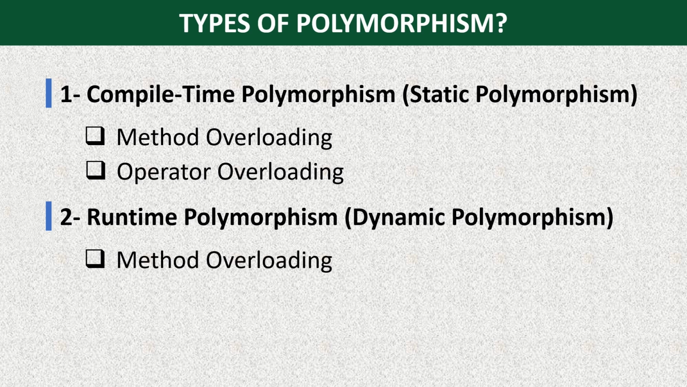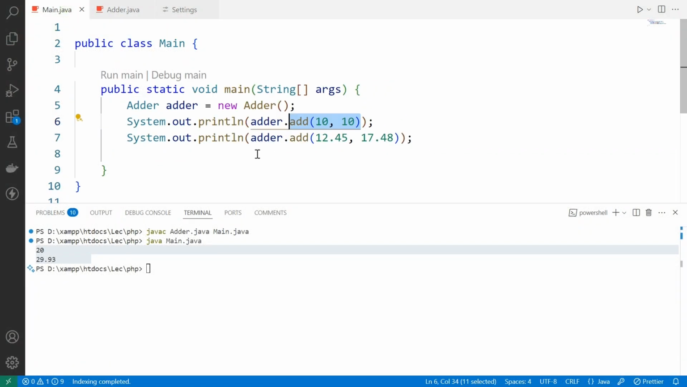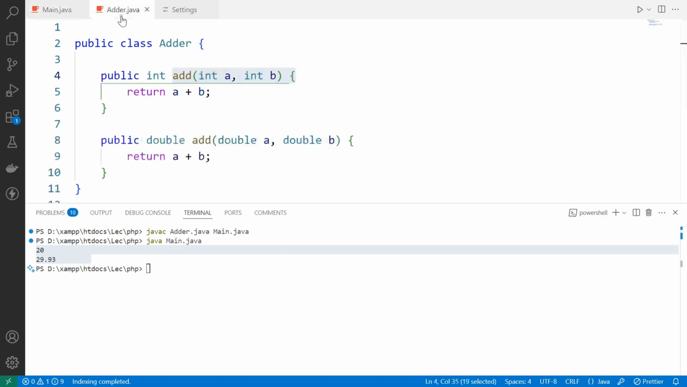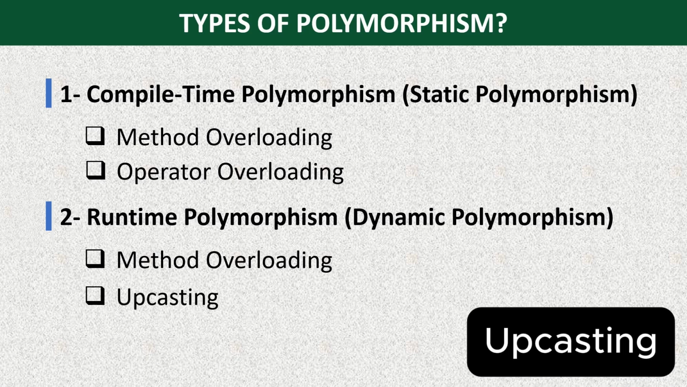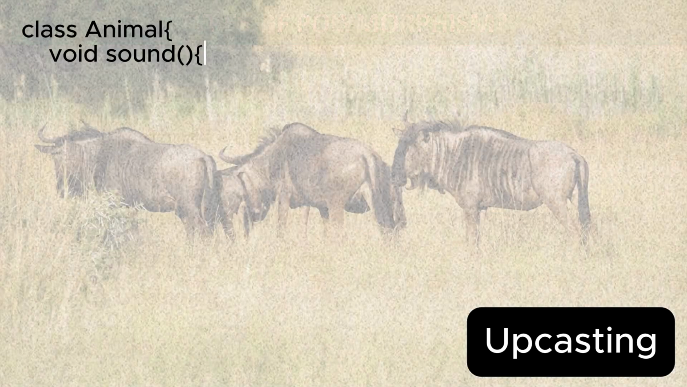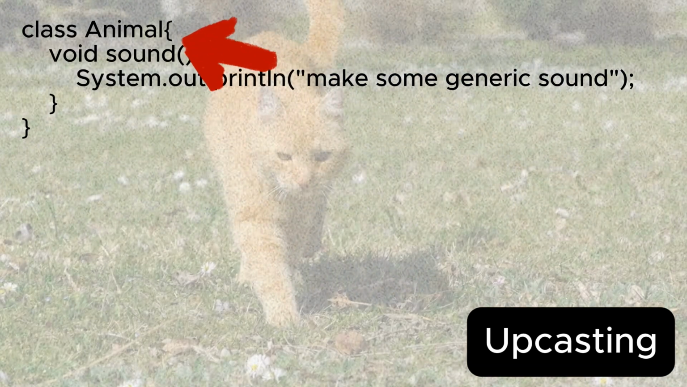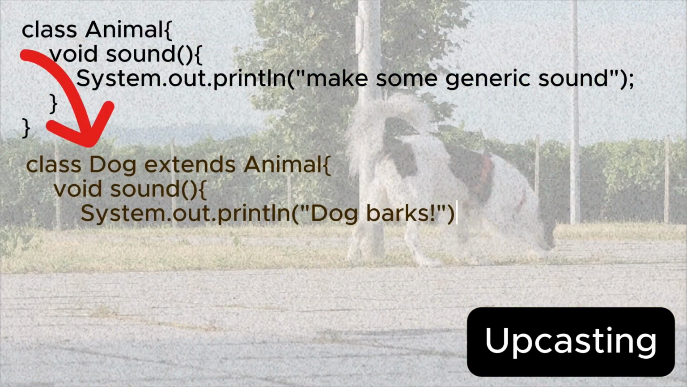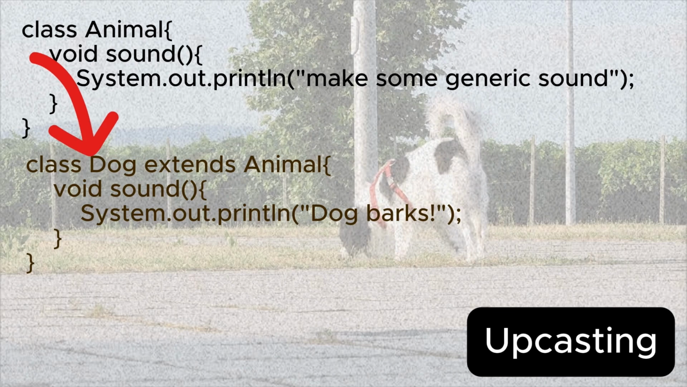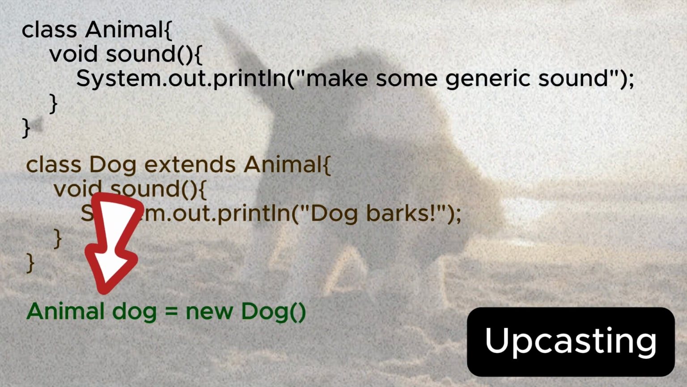Method overriding: we have discussed this before in this tutorial with a practical example. Once again, let me repeat: a subclass provides a specific implementation of a method that is already defined in its superclass. Upcasting is assigning a subclass object to a superclass reference. Think of animal as a big group that includes all kinds of animals, like dogs, cats, birds, etc. Now, dog is just one type of animal in that group. So when you say, this dog is an animal, you're just putting the dog into the bigger group called animal.